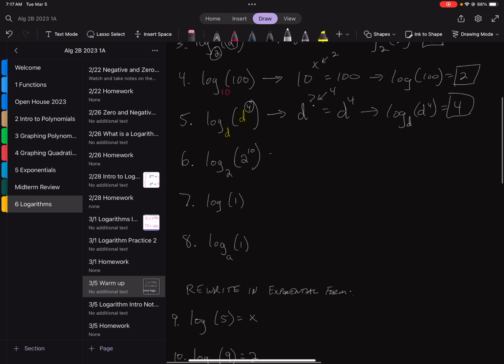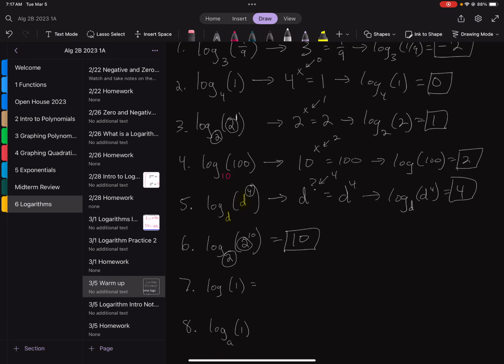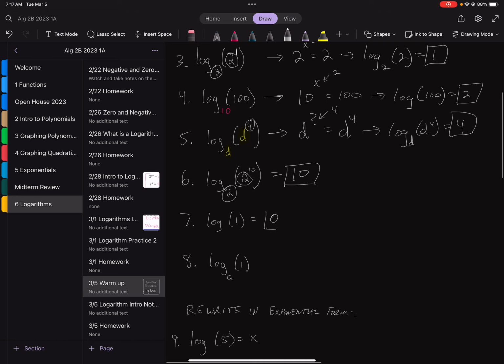All right, so here's another one where the base of the log matches the base inside here. So those are just going to undo each other, and the answer is going to be 10. Here's log base 10 of 1. Well, anytime we have the log of 1, it always equals 0 because anything to the 0 power equals 1. It doesn't matter what the base is here. This base is 10, but it could be any base, like 2. If we have log of 1, it could be any base. It will always equal 0. So this one here is also 0.